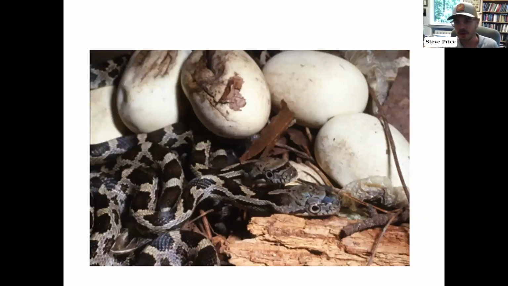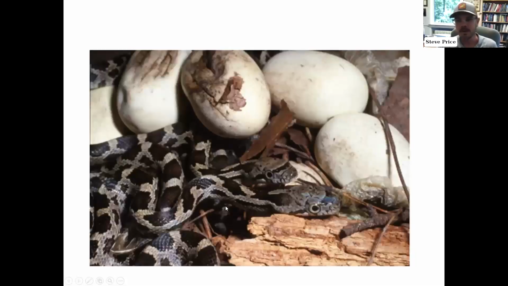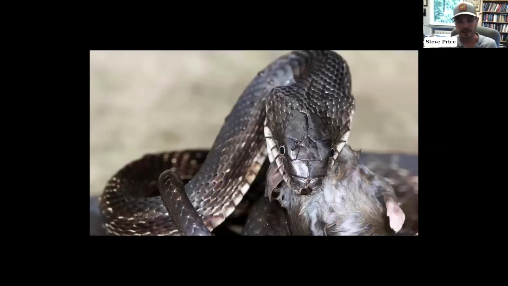The eggs hatch in August or September. The young look a lot different than the adults. The young are really heavily patterned, where the adults tend to have less patterning on their body. Now, gray rat snakes are constrictors. So they'll capture a potential prey item, whether it be a mouse or a bird.